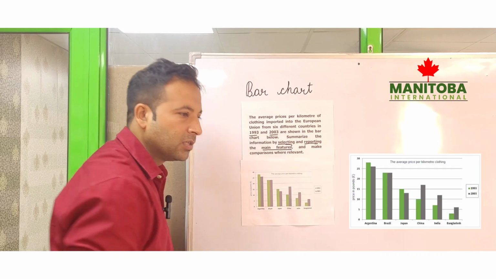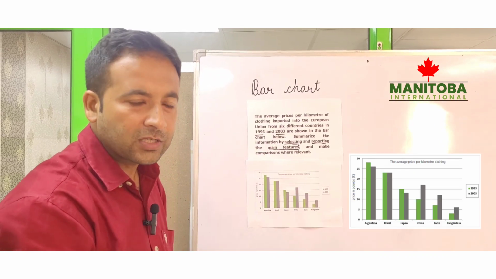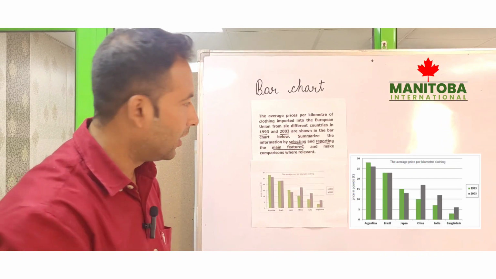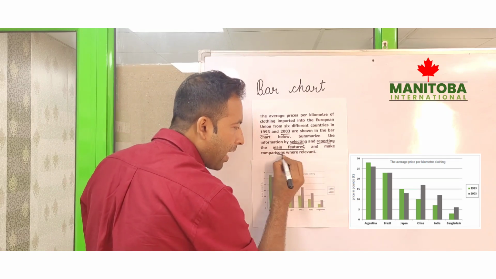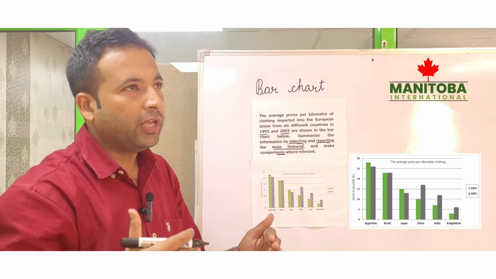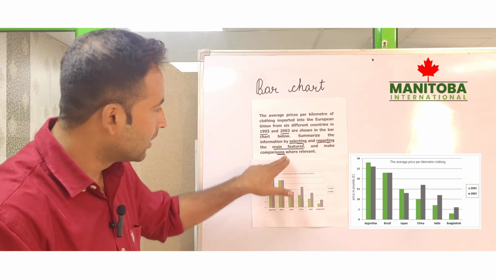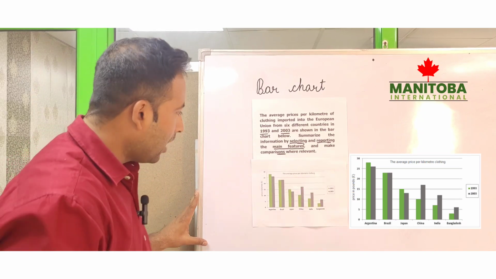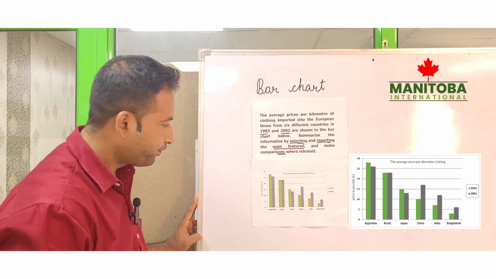Select and report. It means we require minimum 2 features, maximum 4 features in the overall. And make comparisons. It means you have to make at least 2, 3 or maximum 4 comparisons where relevant. Now look at the bar chart please.